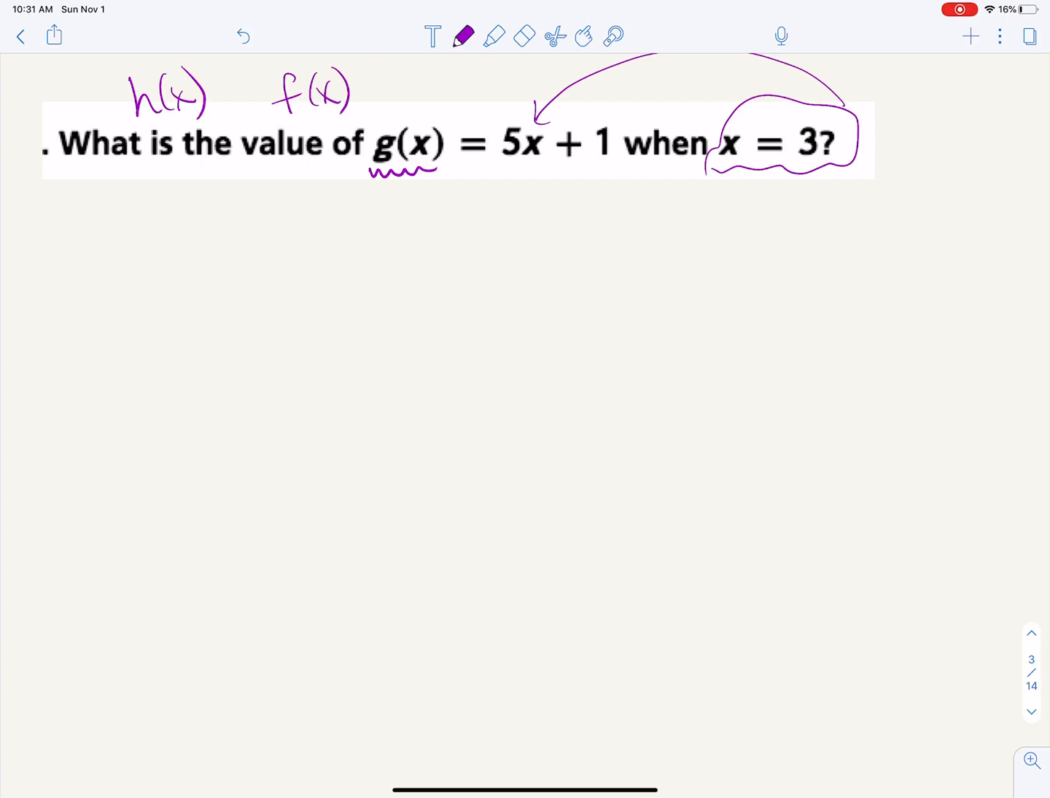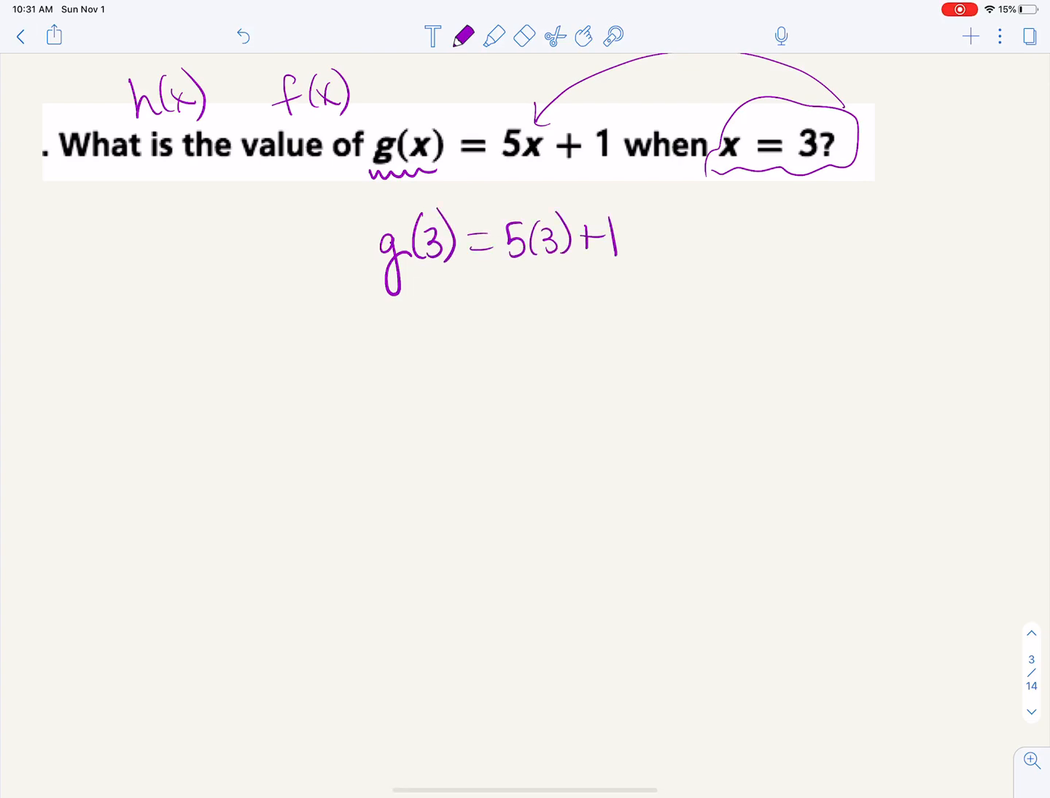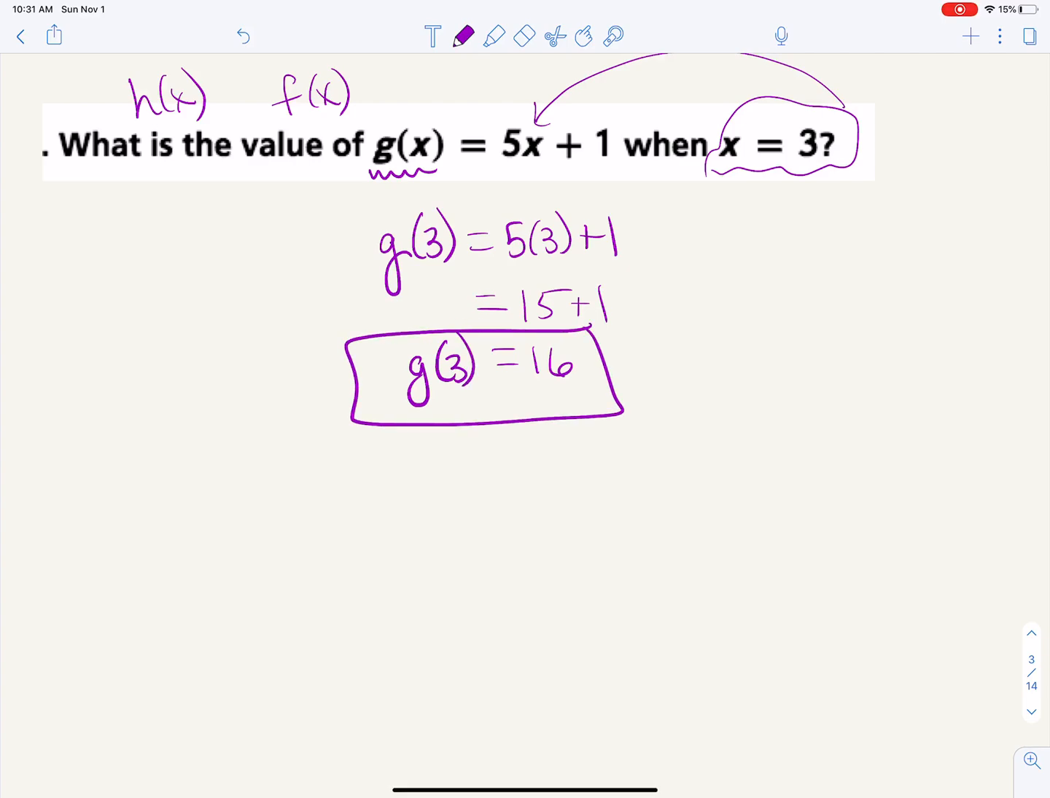They're using g. So when I plug in 3, function notation is nice because I actually write g of 3 equals 5 times 3 plus 1. Then I simplify, so that's 15 plus 1, which is 16. The way you read this is g of 3 equals 16, and what that tells me is when you plug in 3 into this equation, you get 16 as your output, your range.